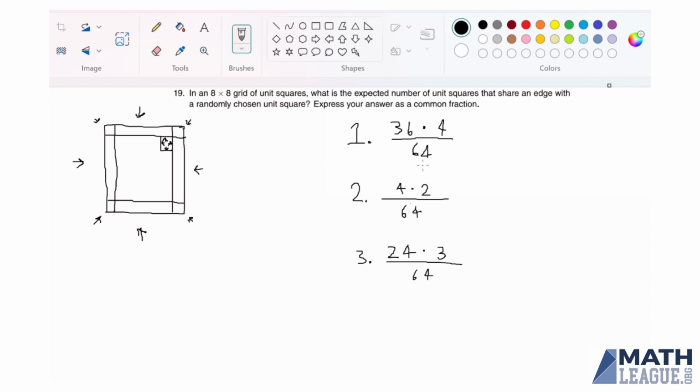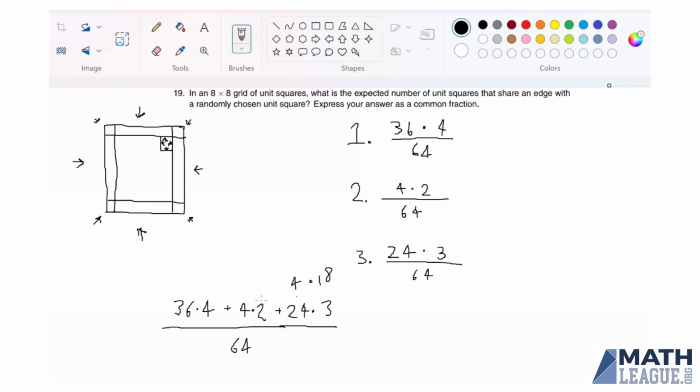So to find the total expected number, we simply add these 3 cases together, and we're left with 36 times 4 plus 4 times 2 plus 24 times 3 over 64. And we could calculate out these products together, but one thing you should notice is that 24 times 3, we can rewrite that as 4 times 18. And now all 3 of these multiplications are being multiplied by 4.